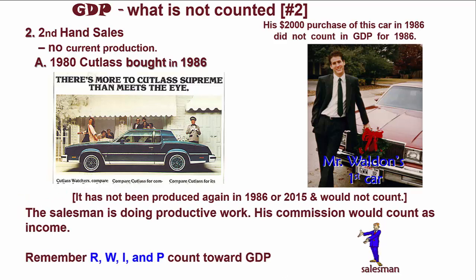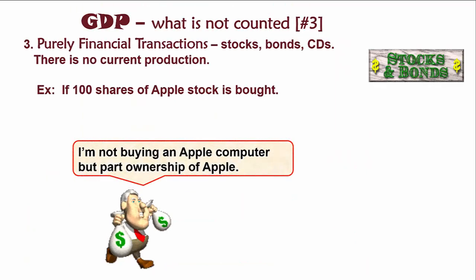If, for example, the car dealer spent some money fixing the car before they sold it, the amount of money they spent fixing it would add to GDP because it is current production. Or, remember, income counts, so if a salesman earned a commission, his commission does count as GDP. So just be aware, the used value does not count, but any added value that was produced that year will count. Okay? Number 3 not counted, purely financial transactions.